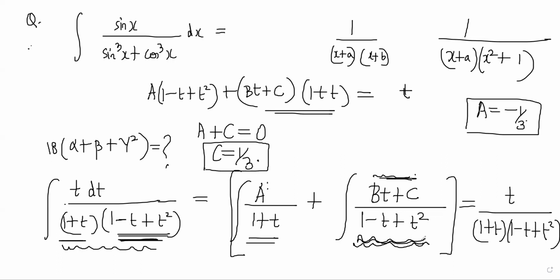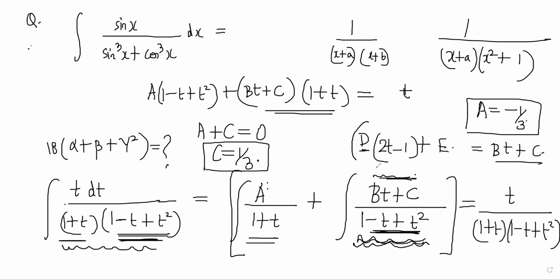How would you integrate this? You would get the value of B and C, then you can write Bt plus C as some constant times the differentiation of the denominator plus some constant. Differentiation of the denominator is 2t minus 1. So you'll have to take some constant times 2t minus 1 plus some constant. That should be equal to your Bt plus C. After that, this first term is easily integrable because you have f dash t by f t.